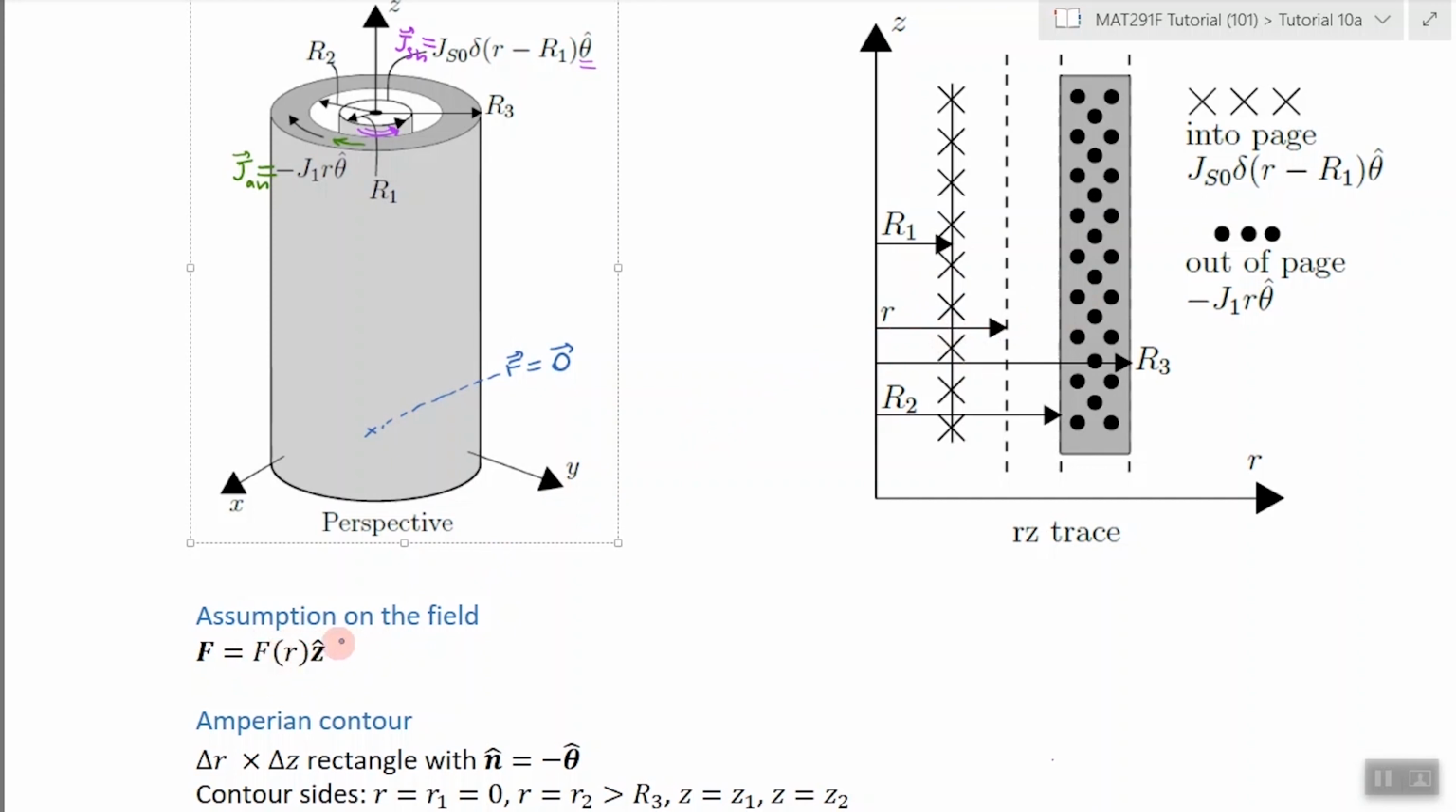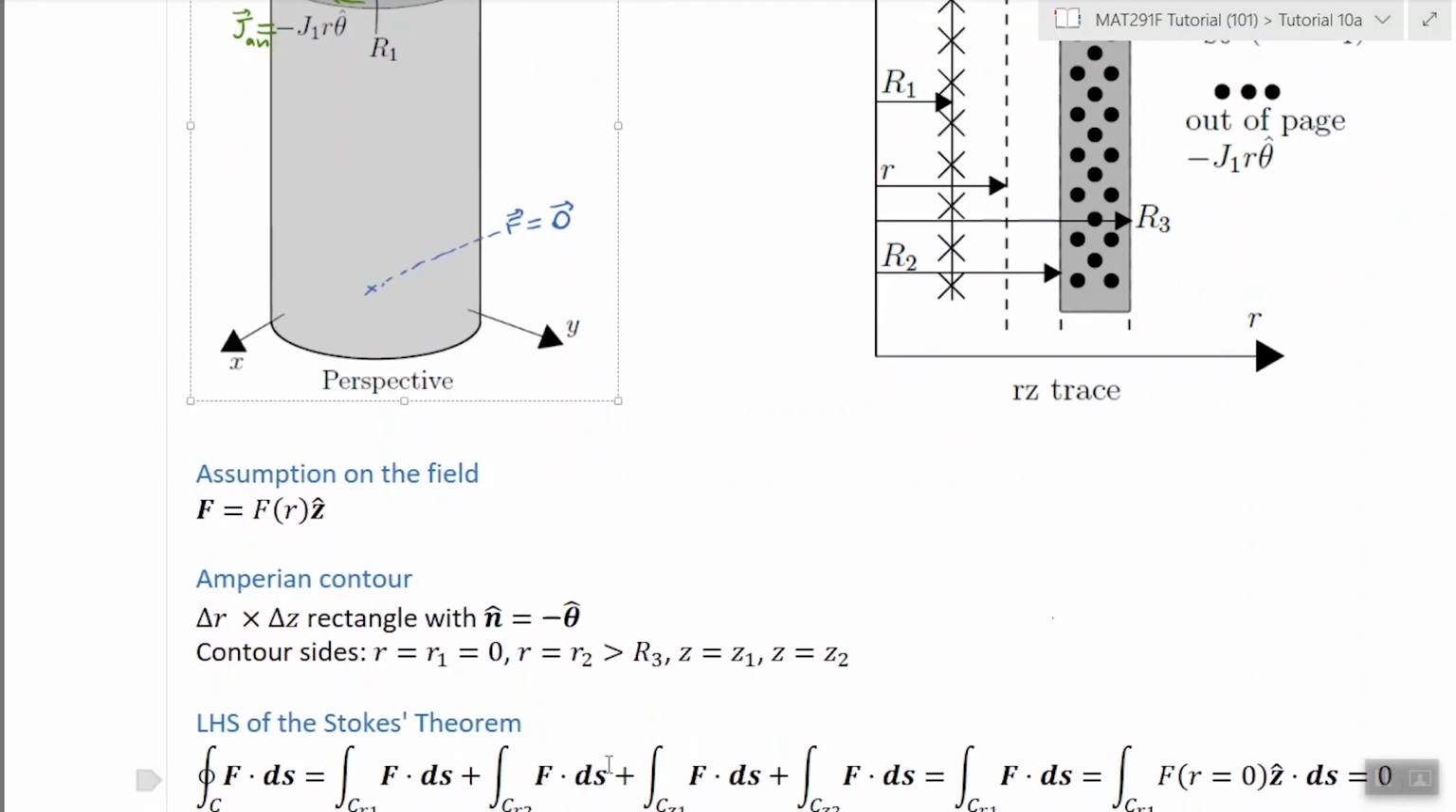So this is still the case because we just know that both of these objects produce a field that's in the z-hat direction or negative z-hat direction or 0. And both of these fields depend only on the distance from the z-axis. That's why the total field will have the same property. For the Amperian contour, we can choose the same kind of contour we chose before.